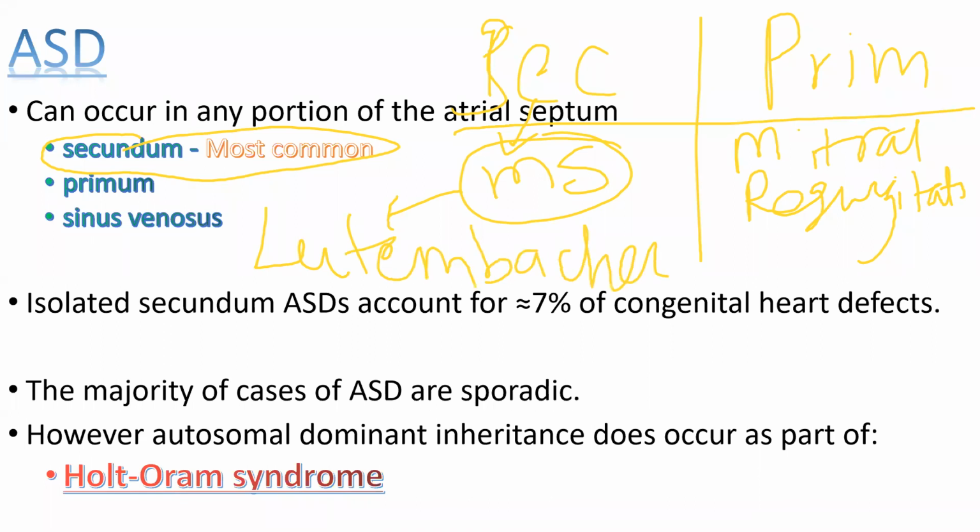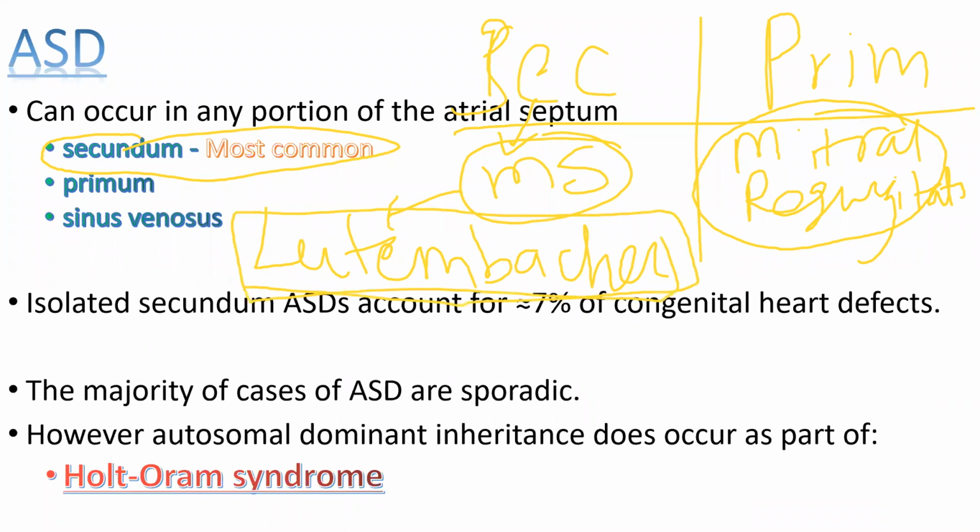Okay, so all of you tell me, which one is more common, the secundum or the primum? Secundum. Which is almost always associated with the mitral problem? Primum. Yes, and generally it is mitral regurgitation. Very good. And sometimes the secundum ASD can be associated with the mitral valve, and then it is going to cause mitral stenosis. And this kind of disease has been given a name. What do you call this disease? Lutembacher syndrome, right? We have given a name to it, we call it Lutembacher syndrome.